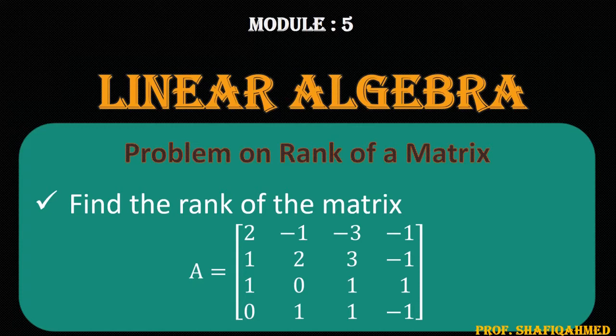The problem is to find the rank of the matrix A equal to: first row 2, minus 1, minus 3, minus 1; second row 1, 2, 3, minus 1; third row 1, 0, 1, 1; fourth row 0, 1, 1, minus 1. The solution of this problem we'll see now.